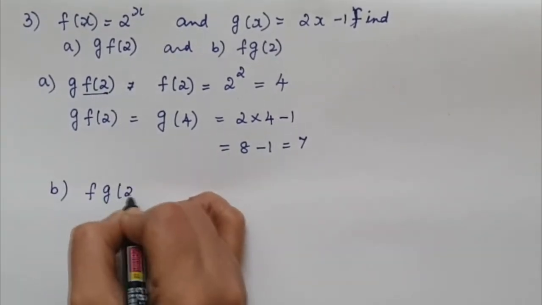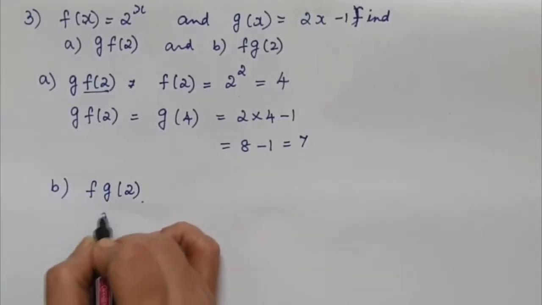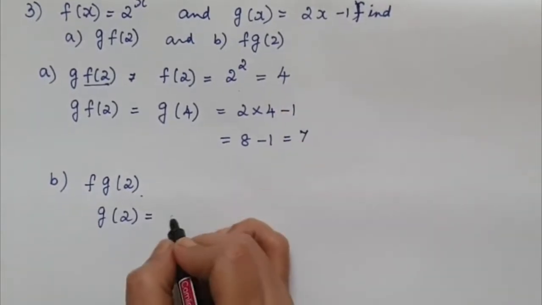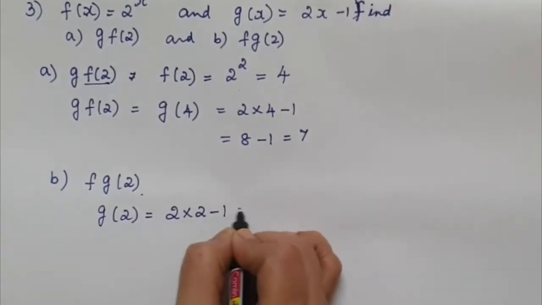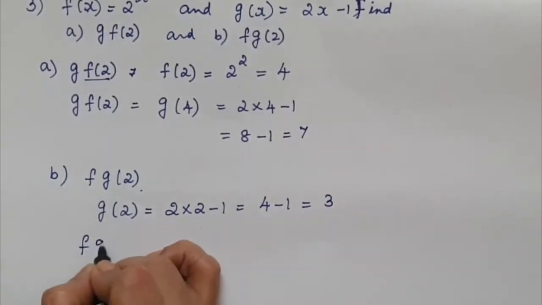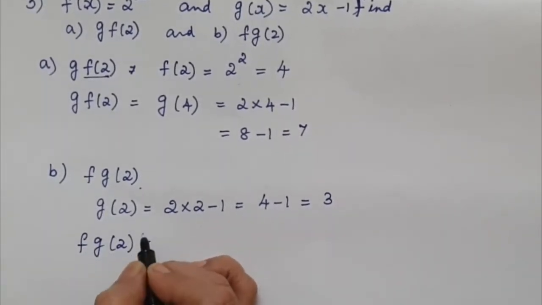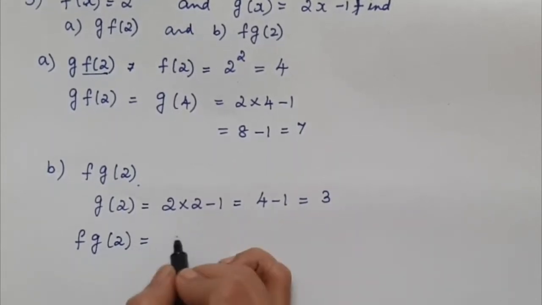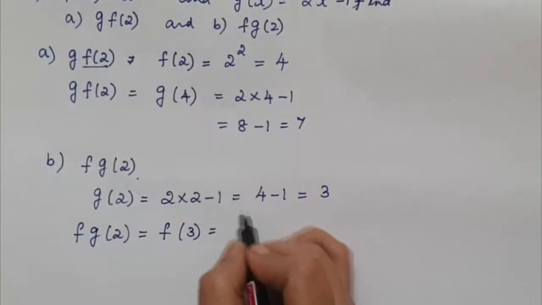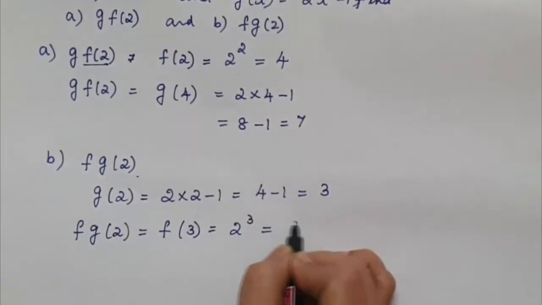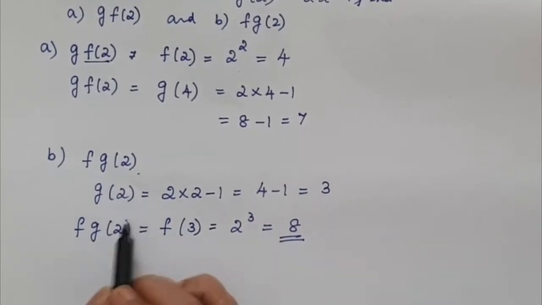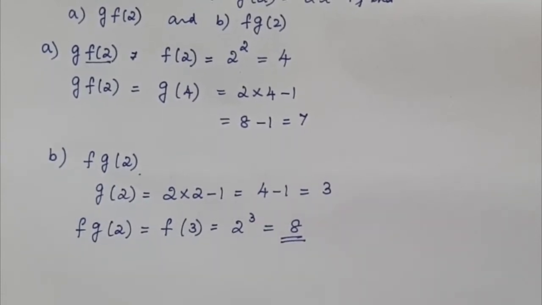F g of 2. In order to find this, find out the inner one. So let us find what is g of 2. G of 2, replace x by 2. So 2 into 2 minus 1. So 4 minus 1. So it is a 3. So f g of 2, that will be equal to, now replace this. G of 2 is 3. Now replace it in f. So it is 2 to the power of 3. So it will be equal to 8. So when we use numbers, this becomes a more simplified format.